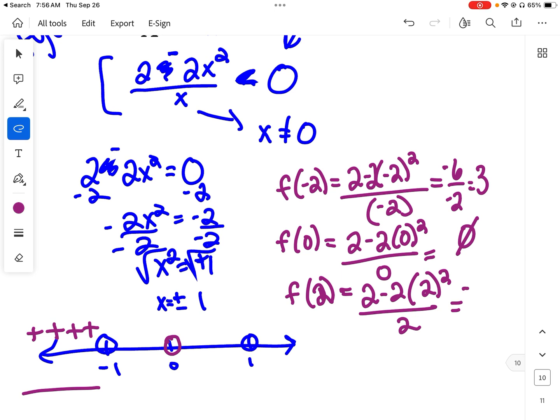And that's -6 again over 2, which equals -3. So everything out here is going to be negative. Okay, so we still don't know what everything between here and here is. So it's either going to be positive or negative. But I want to show you something.